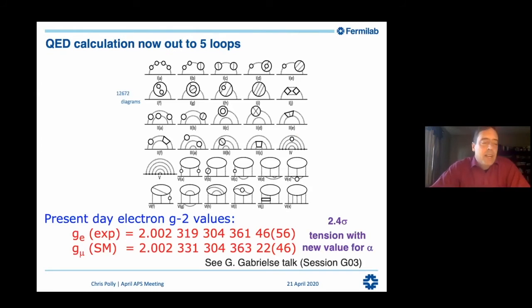Of course, now the QED calculation is out to 5 loops. It requires a grueling calculation over 12,672 diagrams. And you can see the current values below for the electron g factor experimentally. Oh, sorry, that should say g_e on both of those, my mistake. But that's a comparison between the experiment and the standard model, which now shows a somewhat interesting 2.4 sigma tension after the experimental value has been updated for the more recent evaluation of the fine structure constant. I would encourage you to go see Jerry Gabrielse's talk in session G3 for the details of this beautiful measurement.